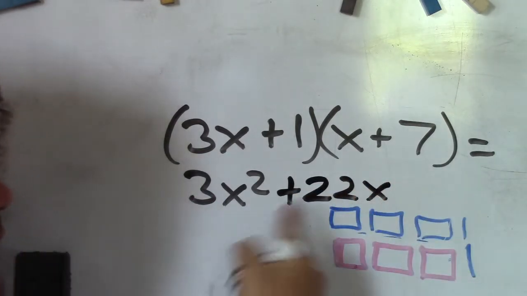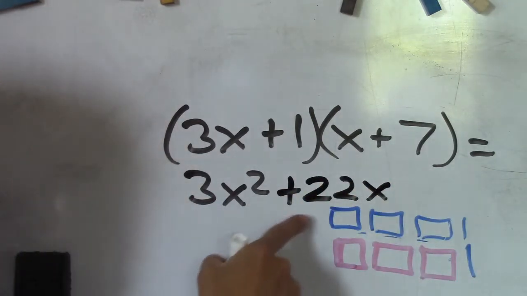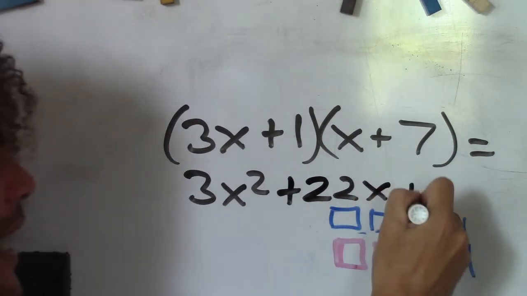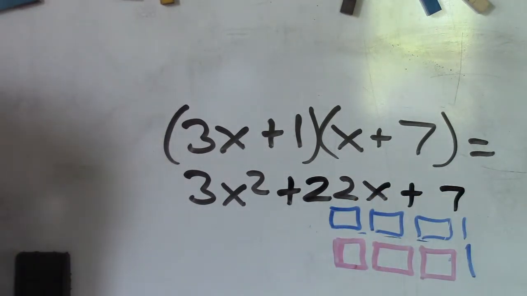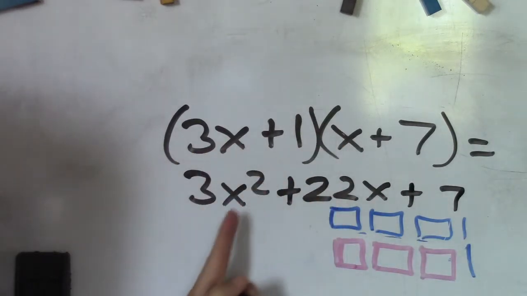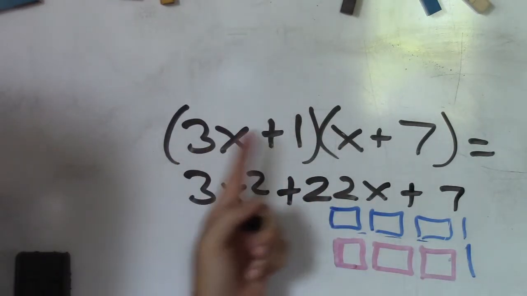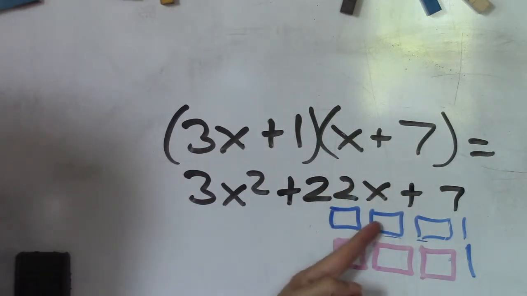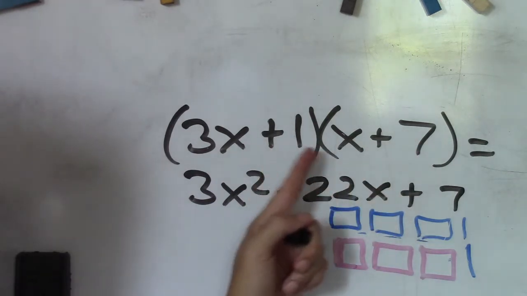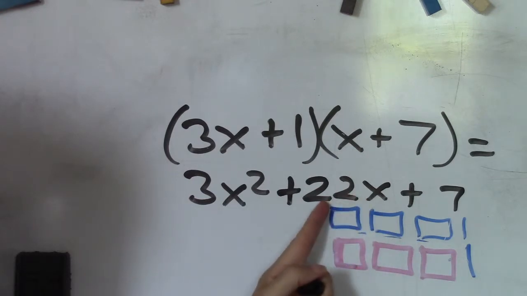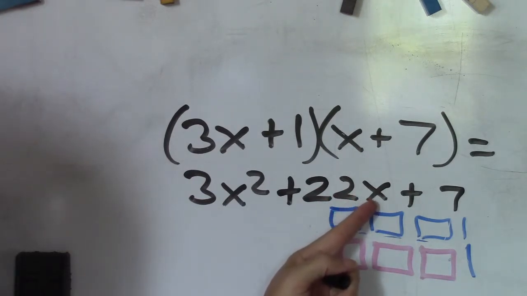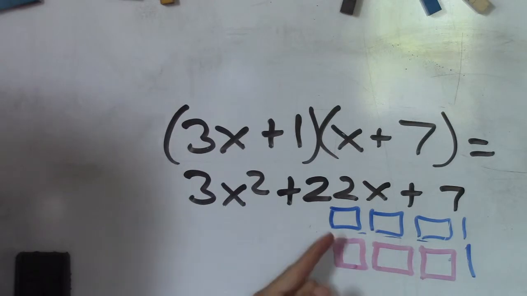22x. See, and on this one it's easier because you don't have to add them up, right? You're never going to get x's adding up to x squares. And the 7. Yep. Anything hard about that? The 7's right there. And we can do it. 3 times x is 3x squared. 3 times 7 is 21x. 1 times x is another x, so 22x, right? 7, 14, 21, 22.